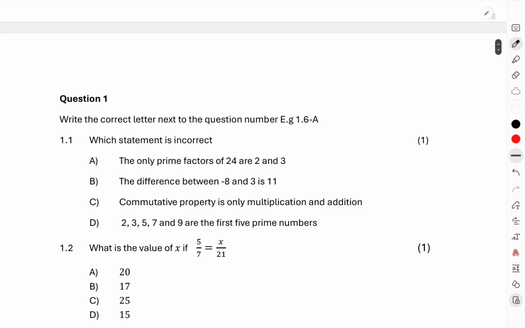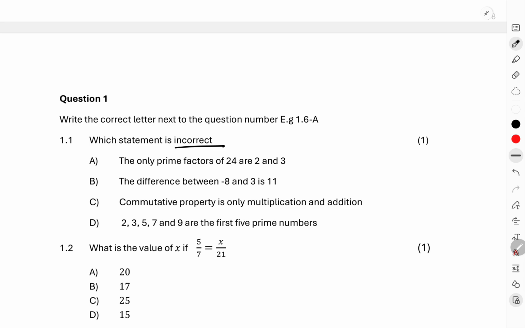Now let us go to question 1, which is a multiple choice question. It says write the correct letter next to the question number, e.g. 1.6 A, right? Now let us read 1.1. It says which statement is incorrect? Which of the following statements are incorrect? Now let us look at option A. Option A says the only prime factors of 24 are 2 and 3. So how do we find the prime factors? Here we're looking for something that is incorrect.